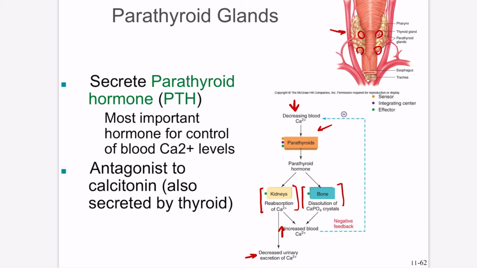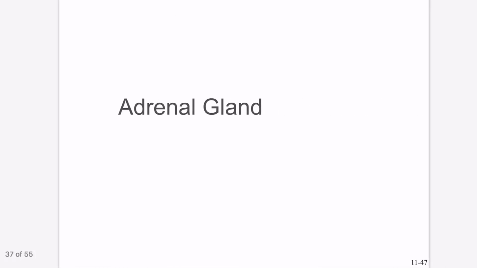Calcitonin, which is secreted by the thyroid, is going to decrease blood calcium when it is too high. So it'll be secreted when blood calcium is high, and it will cause increase of bone density, encourage bone production, which will decrease blood calcium.